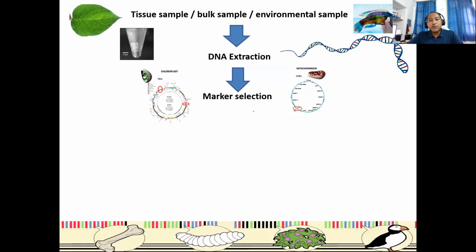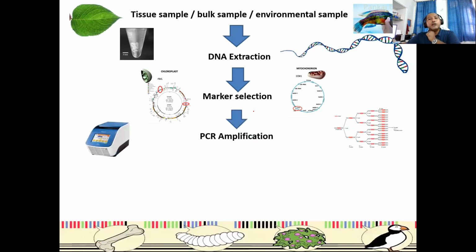Like the most commonly used marker in case of plants is RBCL, that is the gene which codes for Rubisco large unit. It is a chloroplast gene, and similarly MATK gene is used. There are several other genes, and in animals, as I have told you, COX1 gene is used. COX1 is a mitochondrial gene.